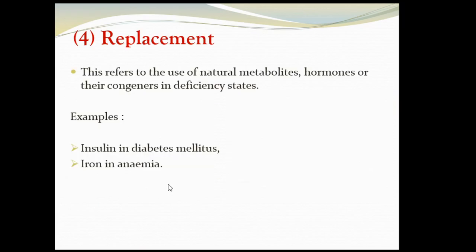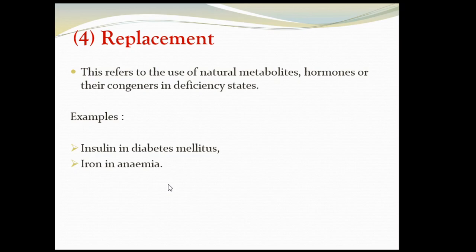Next is replacement. This refers to the use of natural metabolites, hormones or other congeners in deficiency states. For example, a person is suffering from diabetes mellitus, which means the person has a deficiency of insulin. The patient's body is not able to produce insulin. For that reason, we take insulin from another source, like from an animal source or from microorganisms, and we replace it in our body.